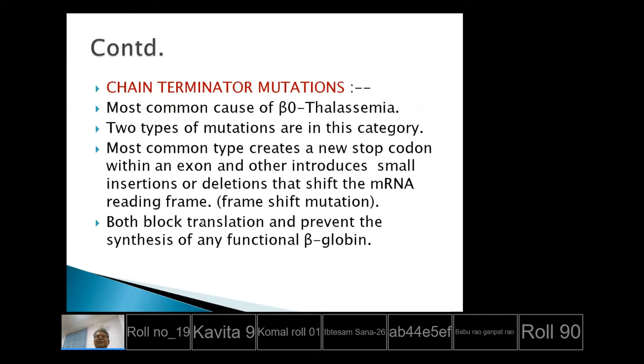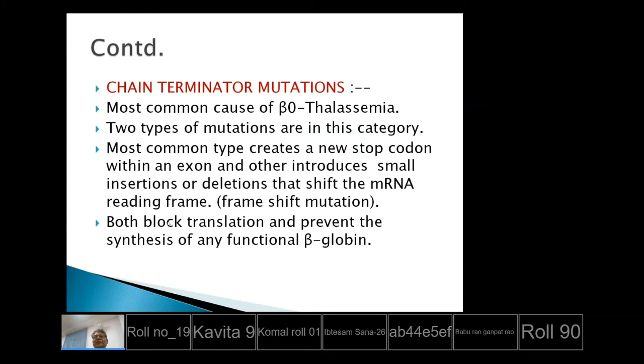Next is chain terminator mutation, the most common cause of beta 0 thalassemia. Chain terminator means, in the protein synthesis chain, three nucleotides give one amino acid. So there is introduction of some nucleotide change in this.